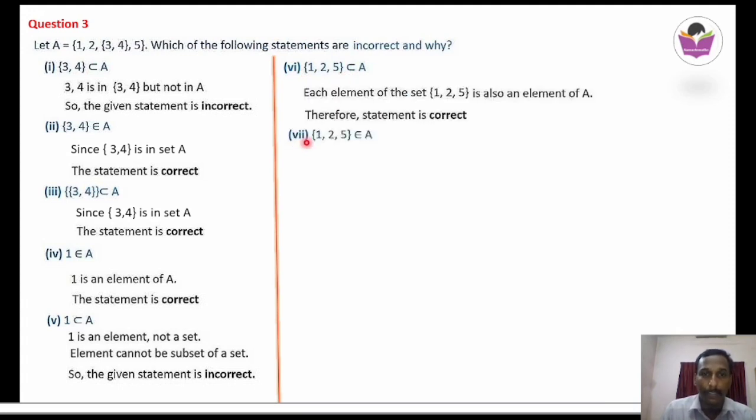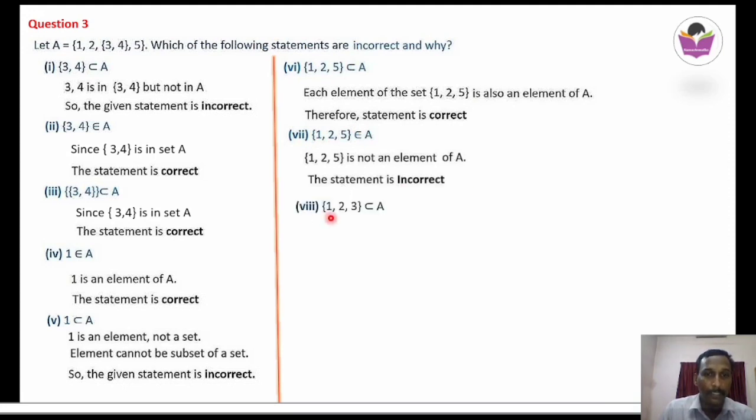Next is question number 7. Set of 1, 2, 5 is an element of A. No. Here 1, 2, 5 are the individual elements, but this set of 1, 2, 5 is a single term here, because "element of" is mentioned. So because of that, the given statement is incorrect.